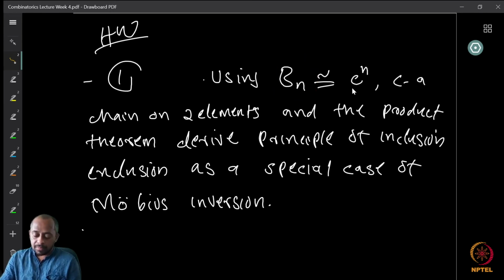So now first use this to find the Mobius function of Bn, right? Show that it is indeed the one that we discussed, and then connect it with the principle of inclusion and exclusion, and derive it as a special case of Mobius inversion. So the principle of inclusion and exclusion is a very specific case of Mobius inversion. So you can prove this again using this product theorem.